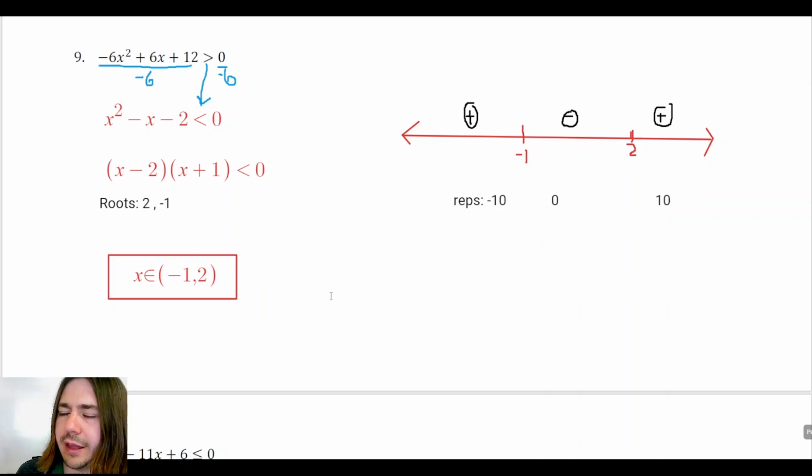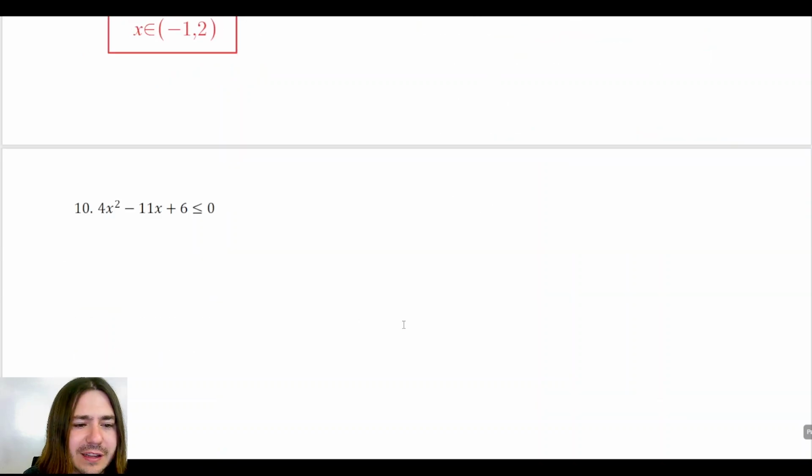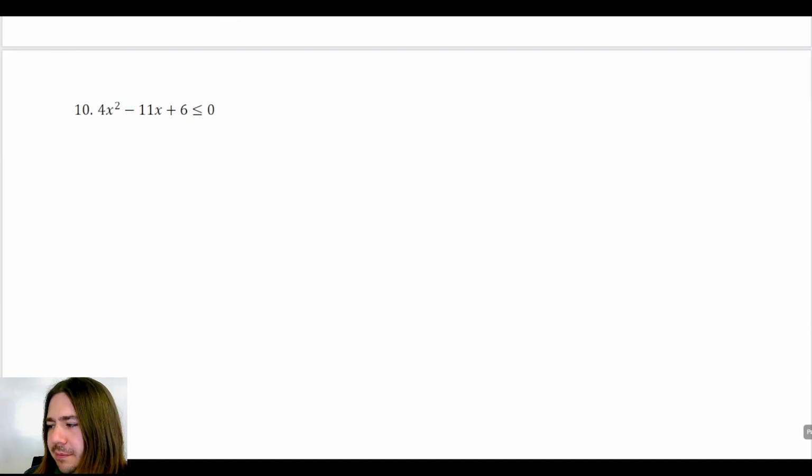All right, that wraps up page 3. We got, I think, 3 more questions left. So let's go on to the very last page here, starting with number 10. On number 10, now it looks like this is going to be a tricky one to factor, but you know what, let's just do it by grouping. And it's possible that it can't even be factored. We might have to use quadratic formula, but let's see if we can't factor this.